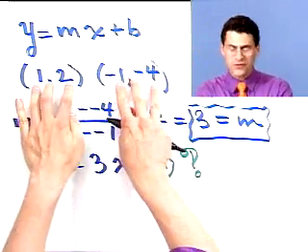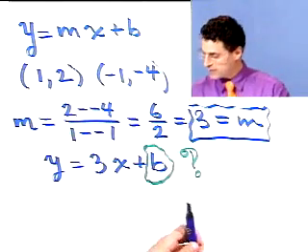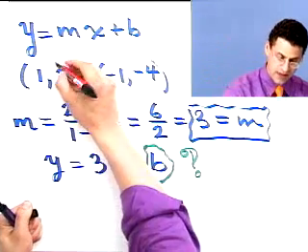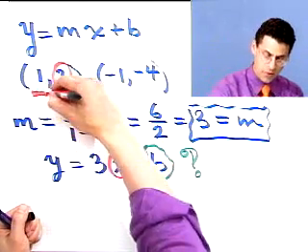I know that both of these points lie on the line. That means that both of these points must satisfy this equation. If I plug in 1 for x and 2 for y, this must be satisfied. So all I have to do is pick one of these points and plug it in for x and y. Let's do that. Let's take this point here.